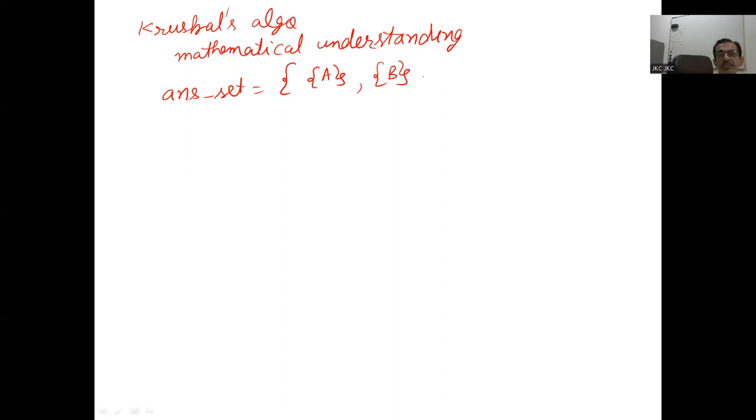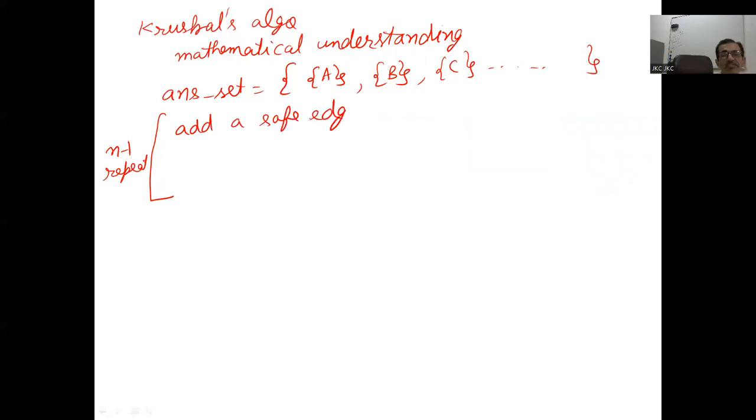Effectively, initially my answer set has various individual components, the various vertices. So A, B, C are all vertices and all of them are an initial set. Then, n-1 times I will repeat and add a safe edge. Now, here the word safe edge. In your many interviews, the word safe edge is going to be discussed, and you should know that it is a conventional special word which will be referred to by the interviewer. You should remember that the word safe edge has a specific meaning.